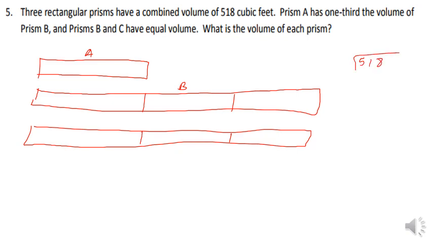So to make this easy, I'm going to take 518. I'm going to divide that by 7. 7 goes into 51 7 times. 7 times 7 is 49. Subtract it, we have 2 left over. Bring down our 8. 7 goes into 28 4 times. 4 times 7 is 28. And we get 0. So we're saying each one of these sections is going to be 74 cubic feet.